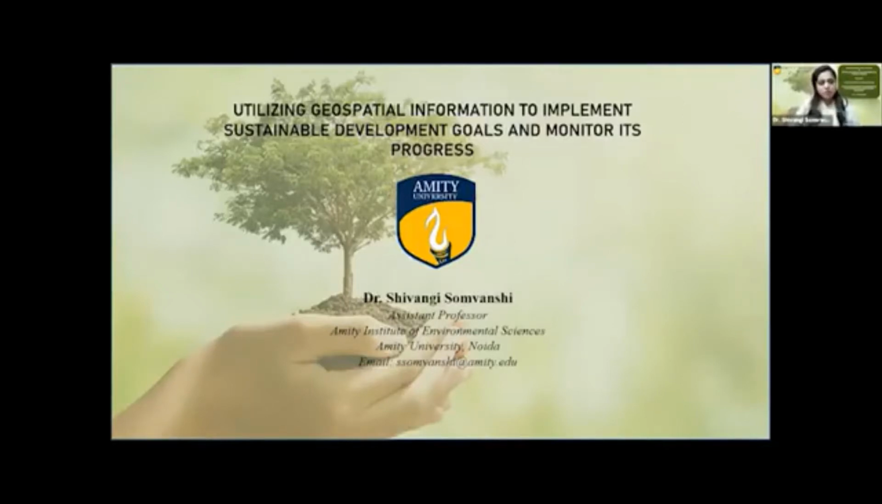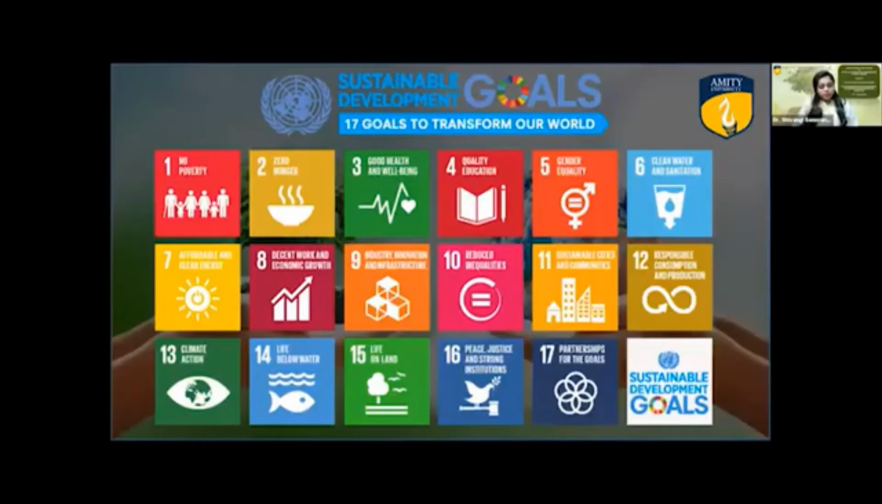We'll talk about geospatial information a little later, but let us start with what are actually sustainable development goals. So what are sustainable development goals? The sustainable development goals are known as the global goals, which were adopted by the United Nations in 2015 as a universal call to action to end poverty, protect the planet, and ensure that by 2030 all people enjoy peace and prosperity. And there are a total of 17 SDGs, as you can see here in this image.